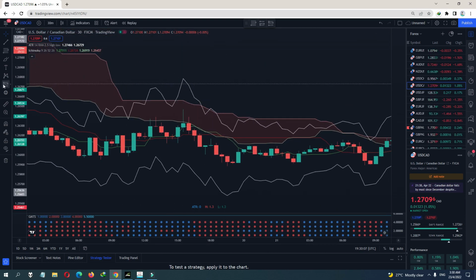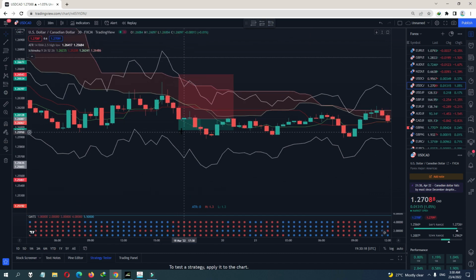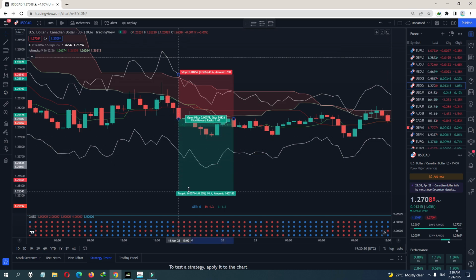Here we have another signal. Green above the red, price below the cloud, so all red here. So you set your stop loss and target 1 to 1.5.